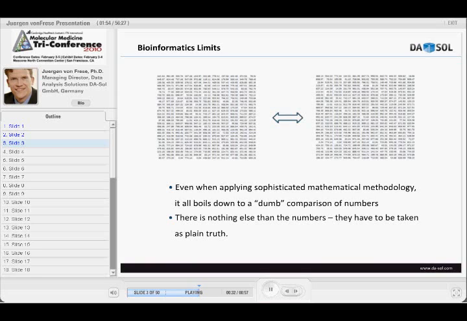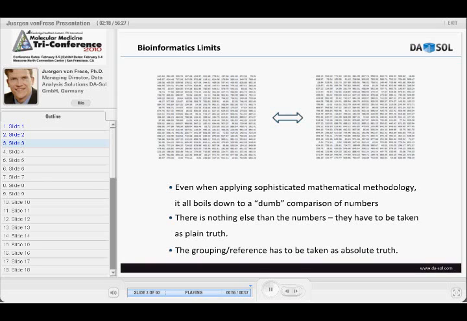They have to be taken as plain truth, and in particular also your medical reference, so the grouping here into responders and non-responders, has to be taken as plain truth. So if you don't take anything else from this talk, take this: that's all we can do with bioinformatics, comparing sets of numbers. And that helps us to understand how we can make valid comparisons.